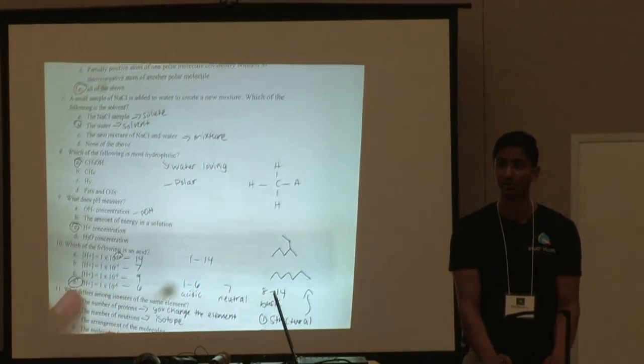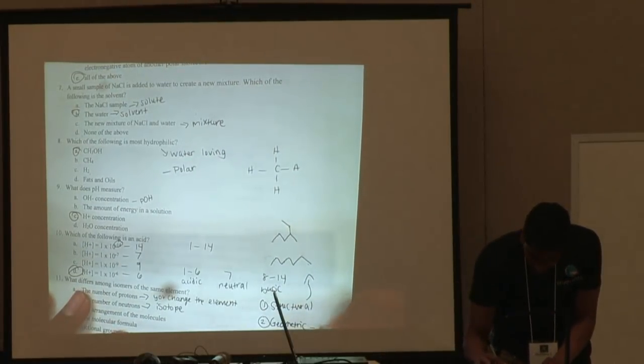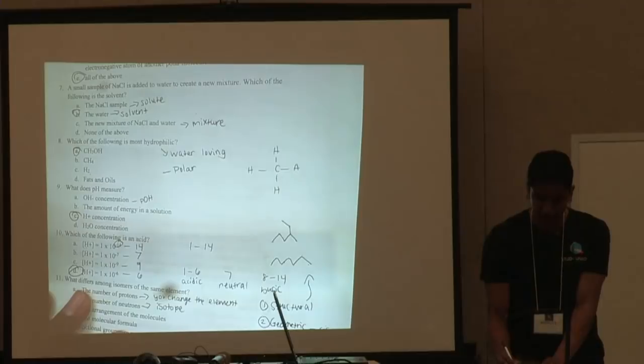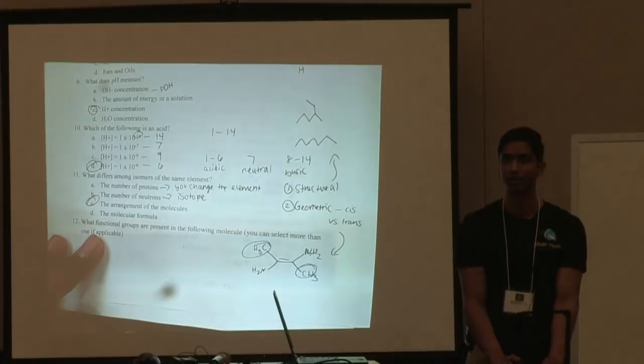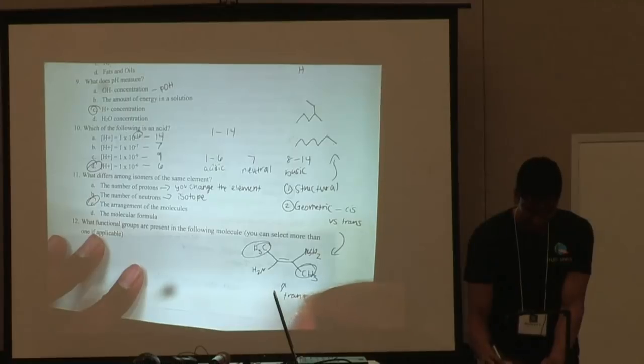Does anyone know what geometric isomers are? Perfect. Cis and trans, right? So remember that these deal with double bonds. So the relationship of these two is what? Are they cis or are they trans? Trans, good. Cis would be on the same side.